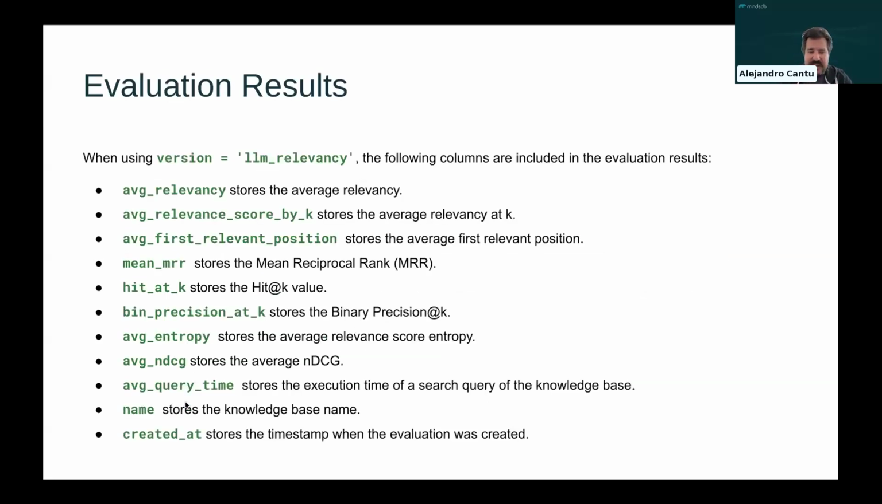On LLM relevancy, this is where we get a little bit more technical, right? You'll see average relevancy, average relevance by score by top K, average first relevant position, mean MRR, the mean reciprocal rank, super important for this type of stuff, hit at K, mean precision at K, average entropy, average NDCG, average query time, name, and created at. So it goes a little bit more technical.